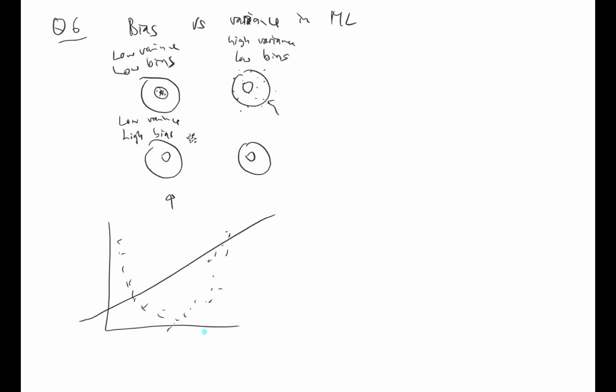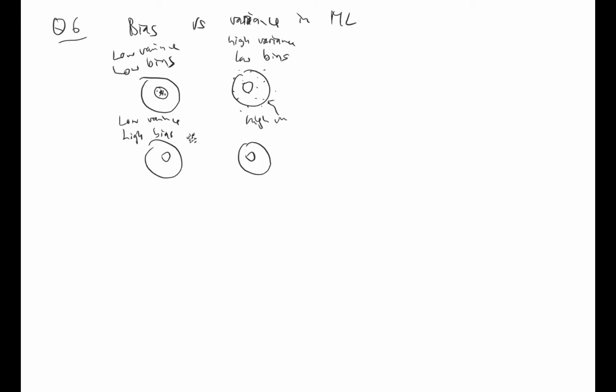And the worst case is when both variance and bias are high. High variance and high bias. So my points are all here, right? They scatter quite a bit, but even if you look at the average, they are not close to the actual target.